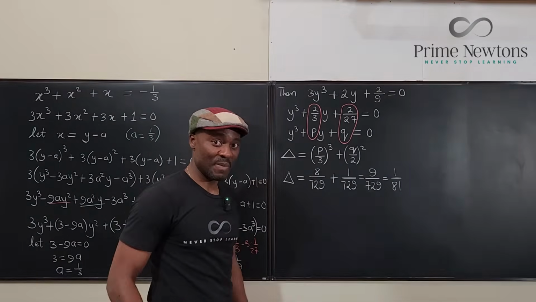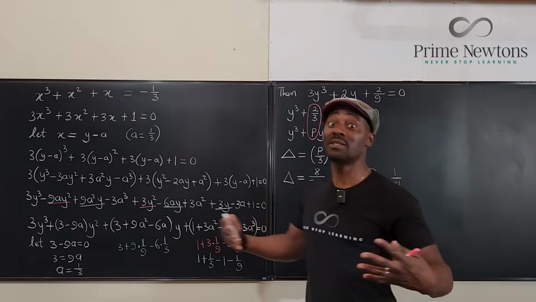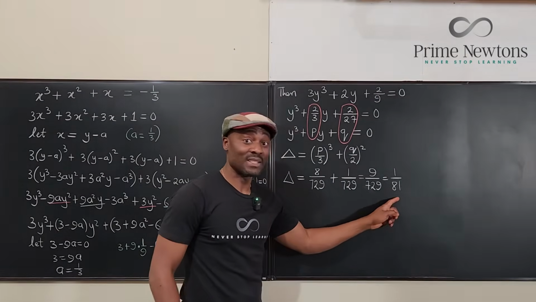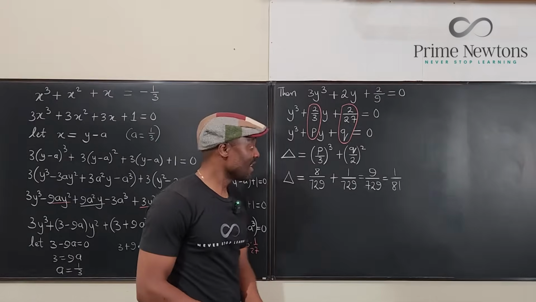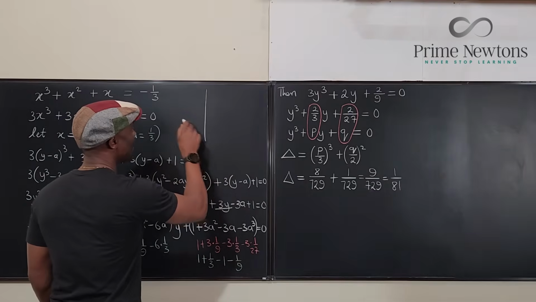What does the discriminant tell us? Whenever the discriminant is a positive number, note that, whenever the discriminant is positive, it means that the cubic function that you're dealing with is going to look like this on the graph.